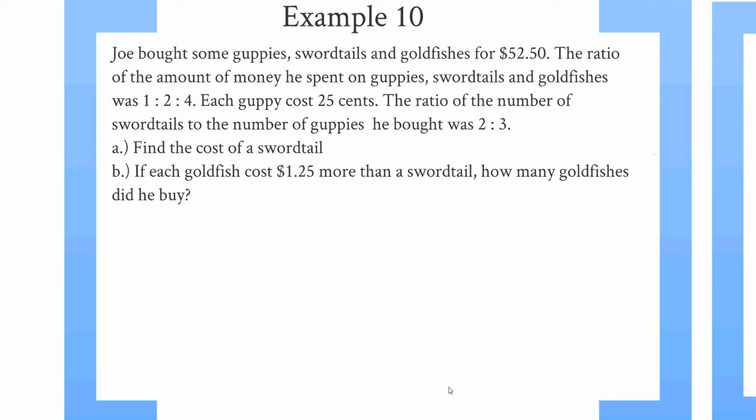A. Find the cost of a swordtail. B. If each goldfish costs $1.25 more than a swordtail, how many goldfishes did he buy?